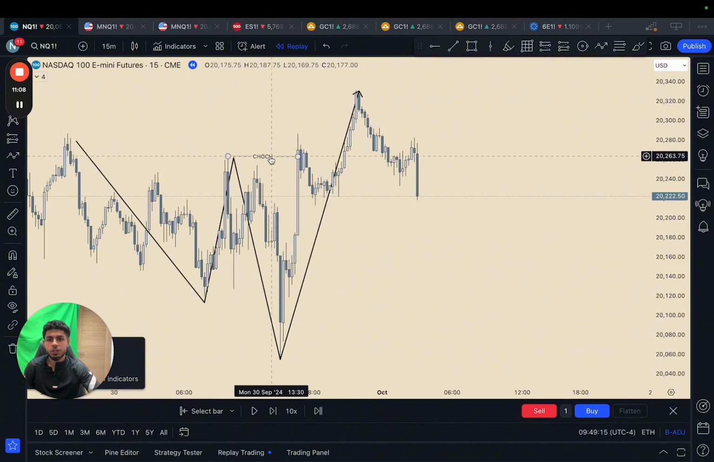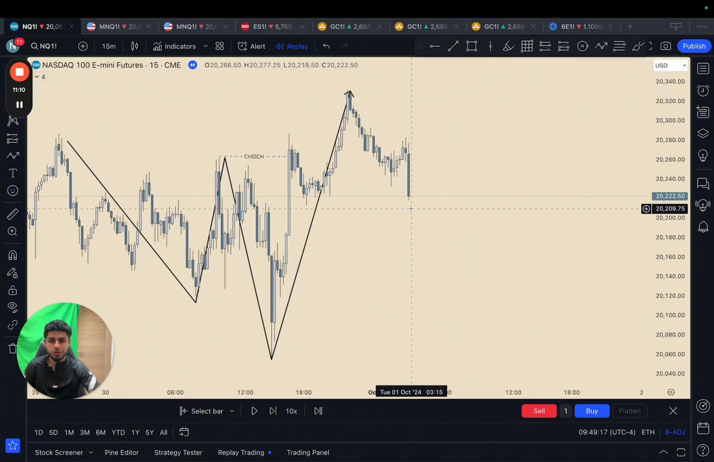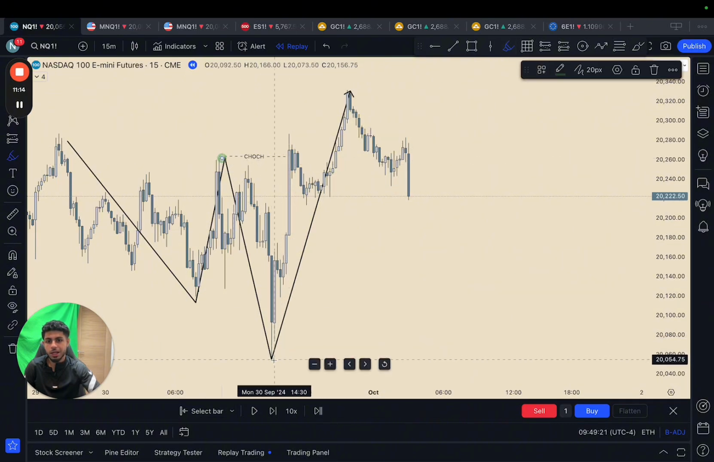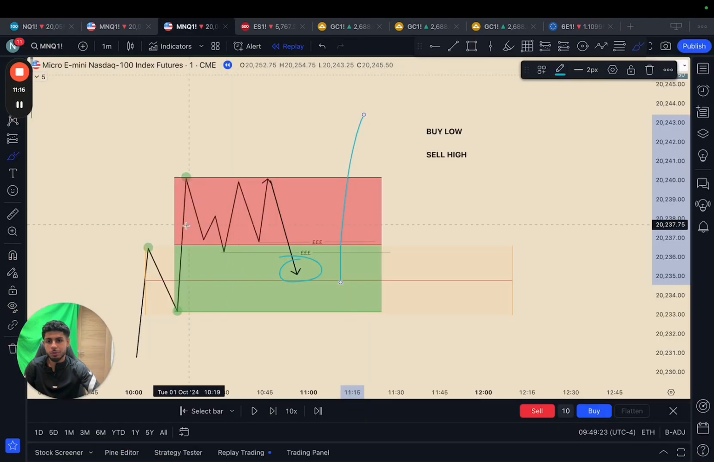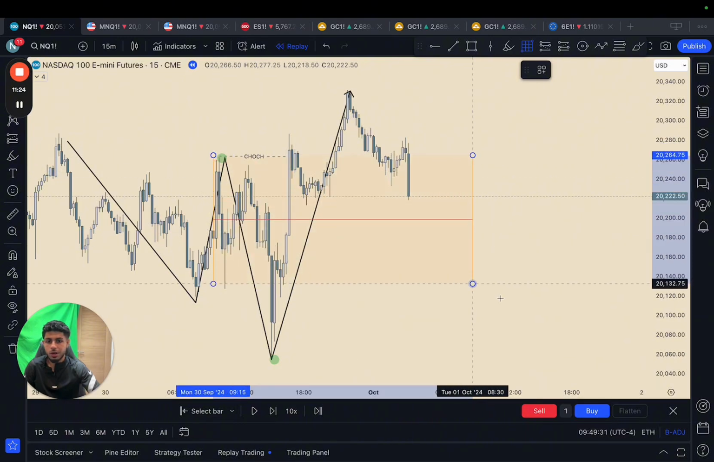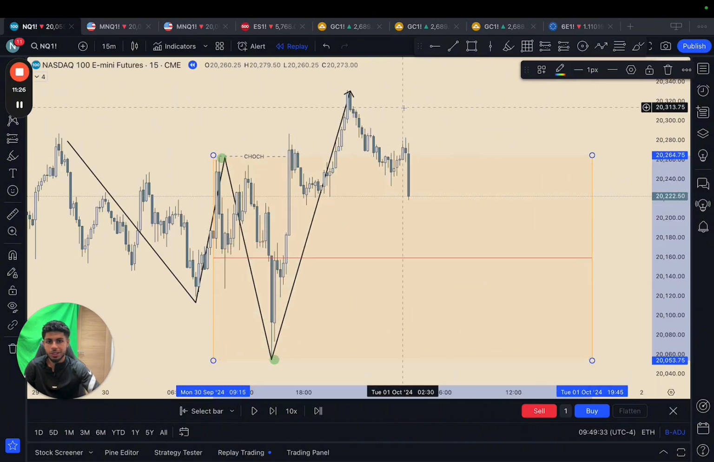So I draw a zone across my previous range. We were previously trading between this high and this low, right? It's like this example here. This was our previous range, then we got a change of character. So now I draw a zone from here to here.